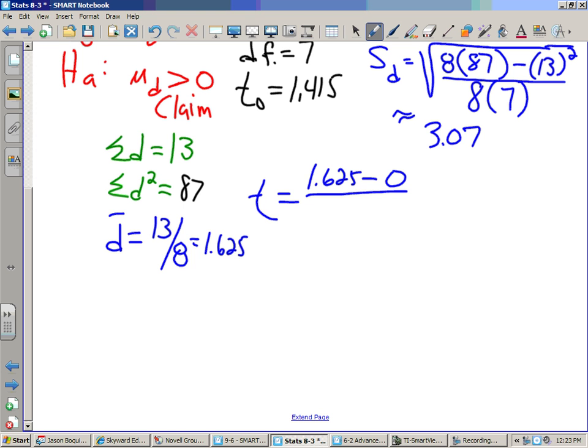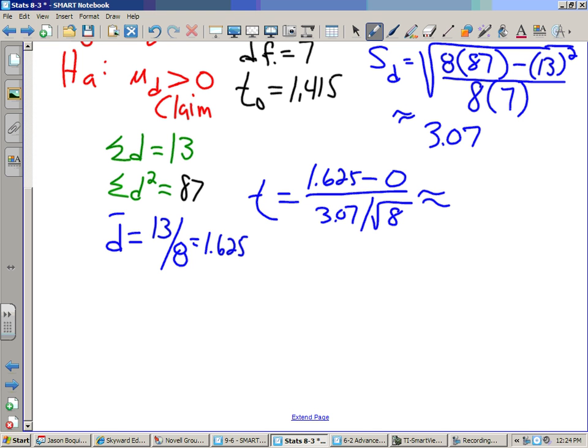Yep, that's for the population, and that's what we're saying. We like to use that unless we're specified otherwise. And then we divide by 3.07 over the square root of n, which is 8. Because again, we're standardizing it so we can compare it to something. And we're going to compare it to the 1.415.